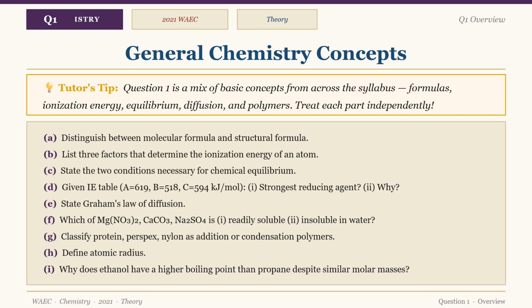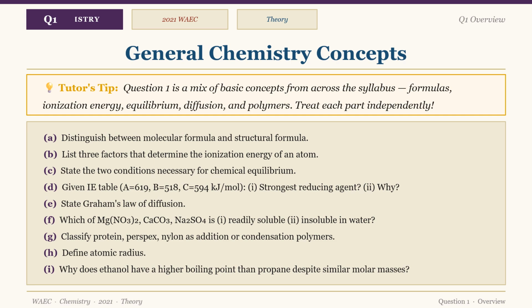Now, question 1. Question 1 is a mix of basic concepts from across the syllabus, which includes formulas, ionization energy, equilibrium, diffusion, polymers. Treat each part independently. So A, we'll be looking at distinguishing between molecular formula and structural formula. B, list 3 factors that determine the ionization energy of an atom. C, list the two conditions necessary for chemical equilibrium. D, we'll be given an ionization energy table and will state the strongest reducing agent. And E, we'll state Graham's law of diffusion.